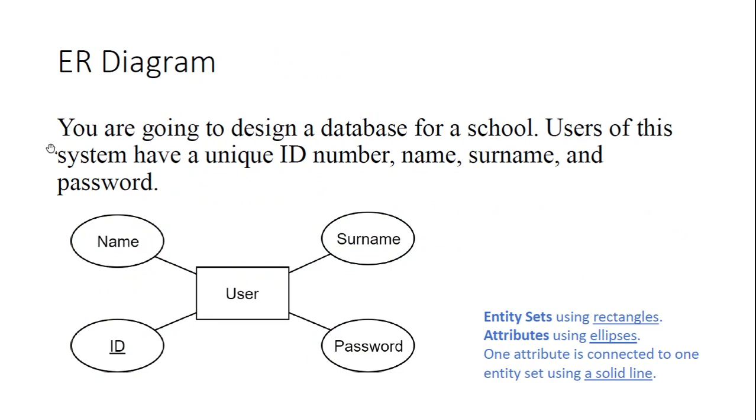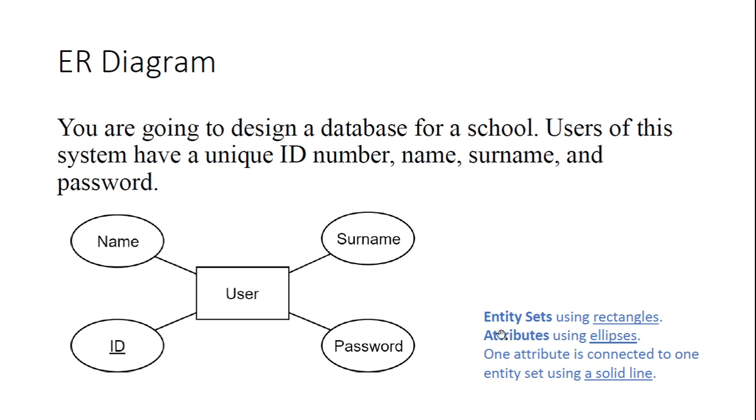But then continuing with that, okay, this was also included there. We are going to design it for a school. Users of the system have a unique ID number, name, surname, and password. So I know from here that I need to store some users in this database. And for a user, I need to have a unique ID number, so one attribute there. Name, surname, and password. These are the different attributes that belong to a user. Therefore, I connect these attributes to the entity set. And since the ID number is unique, I also make it the primary key. And to show that it's the key of this table, I underline the attribute name.